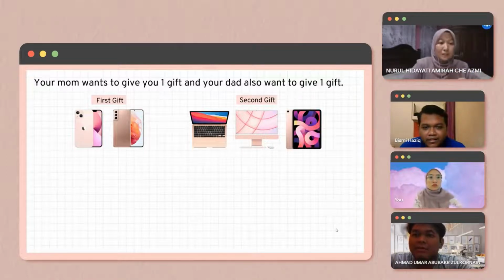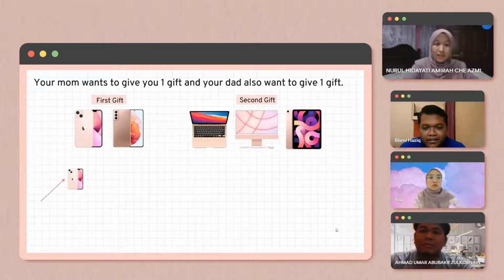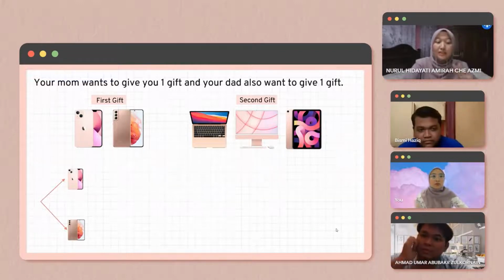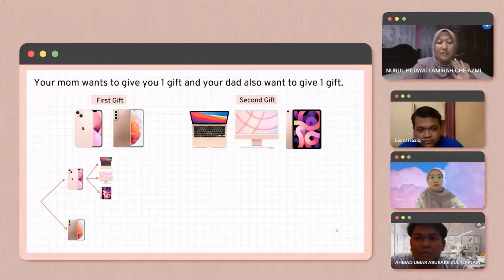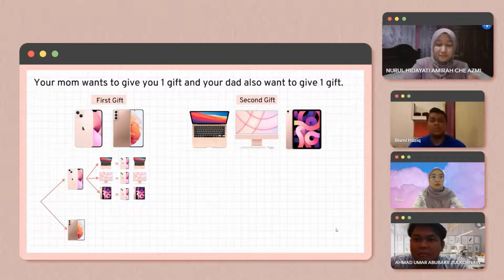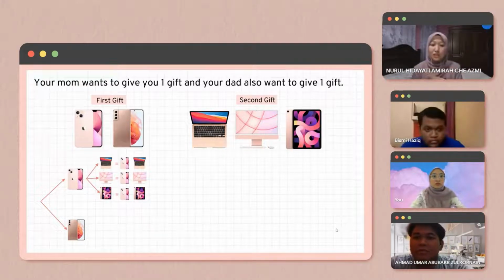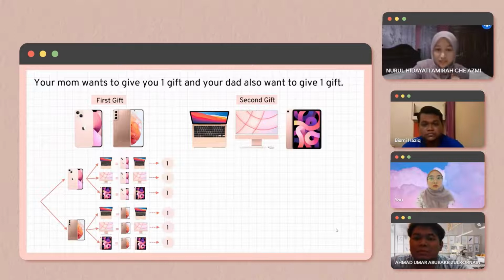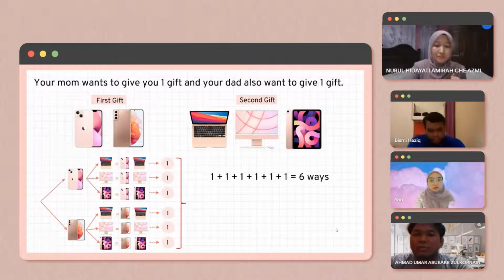Okay, let's say first we need to choose the first gift, which is either an iPhone or a Samsung, right? For the second gift you can choose another 3 ways, which is either laptop, tablet, or PC. So if for the first gift you choose iPhone, you will get iPhone and PC, or iPhone and laptop, or iPhone and tablet. It is the same for Samsung. So when we add it, we will get 6 ways, right?